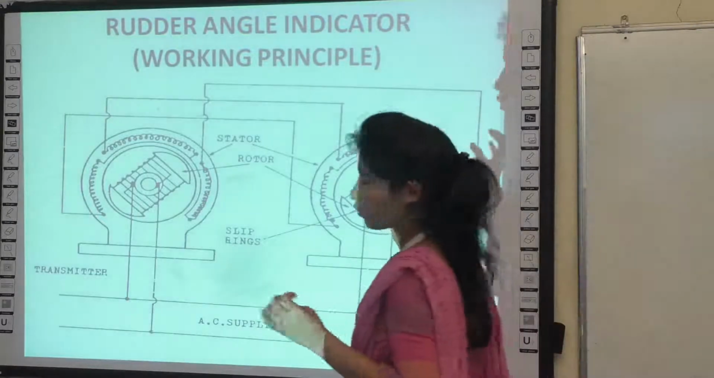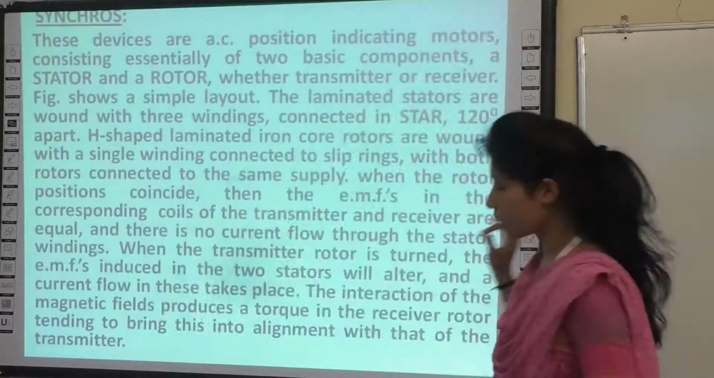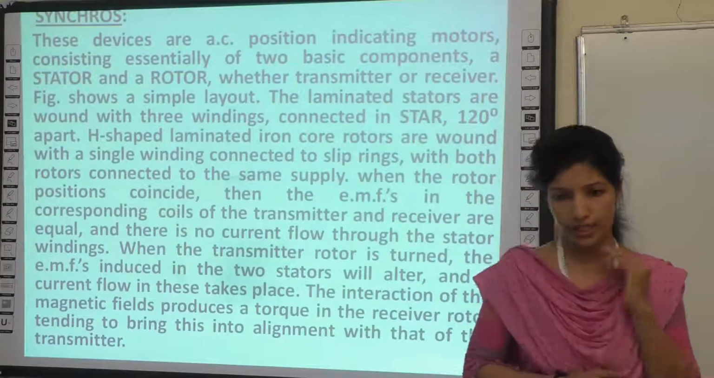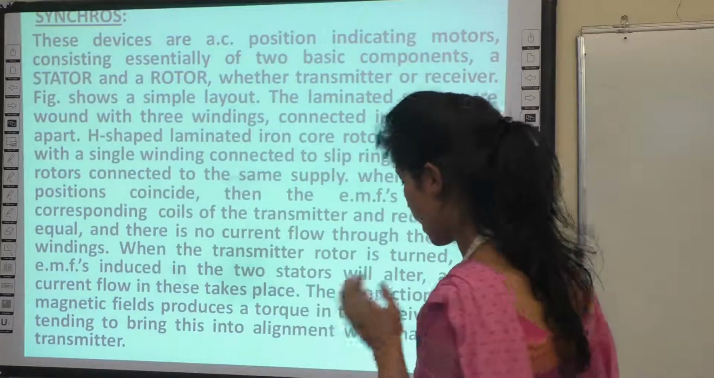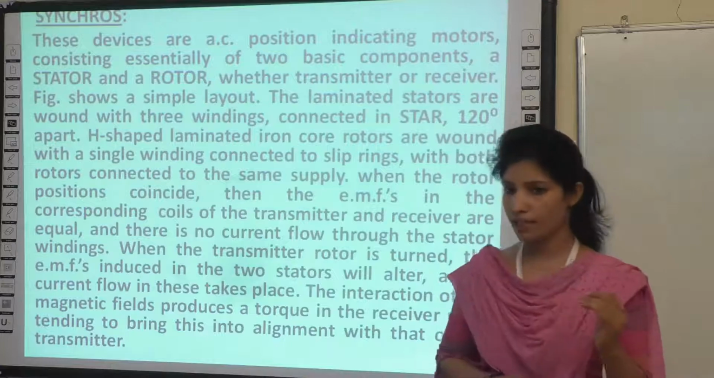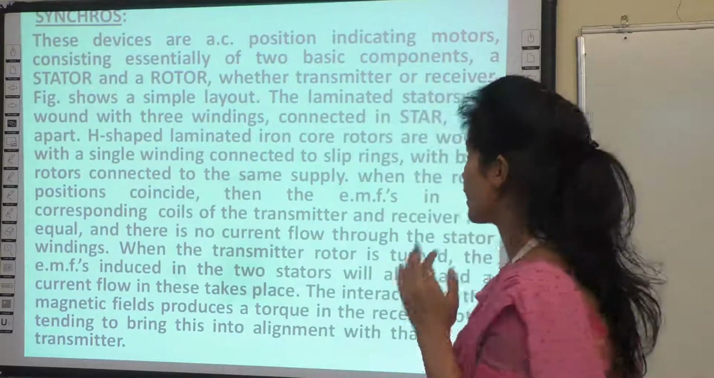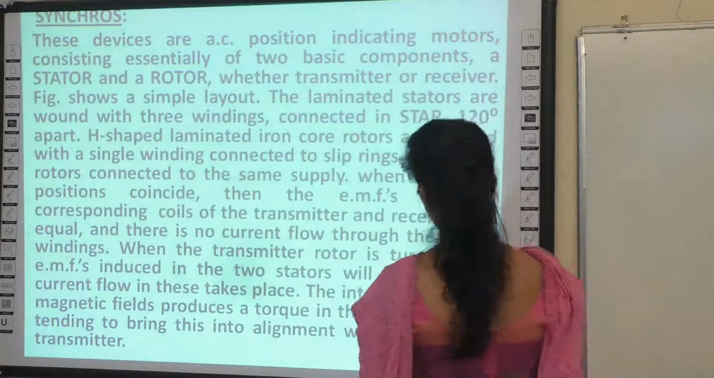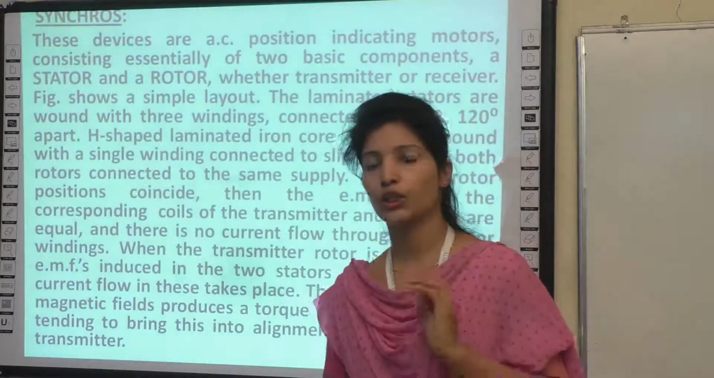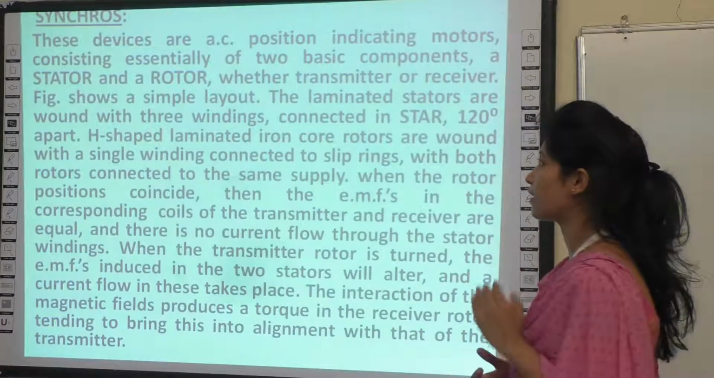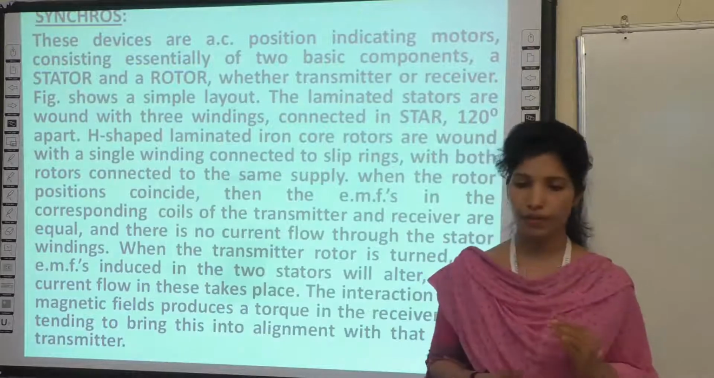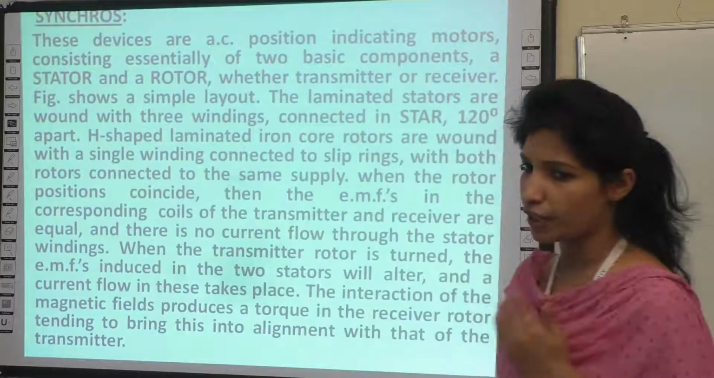Rudder angle indicator working principle. What is the working principle of the rudder indicator? These devices are actually AC position indicating motors. I already told you the power supply has to be given. These devices are actually alternating current position indicating motors consisting essentially of two basic components. What are the two basic components? The stator and the rotor, whether transmitter or receiver. The stator and rotor we usually call the transmitter and receiver.